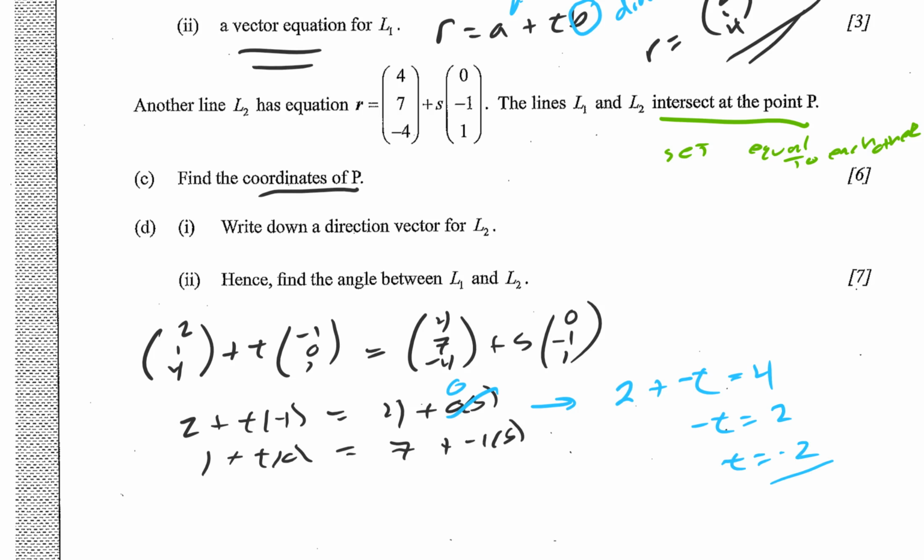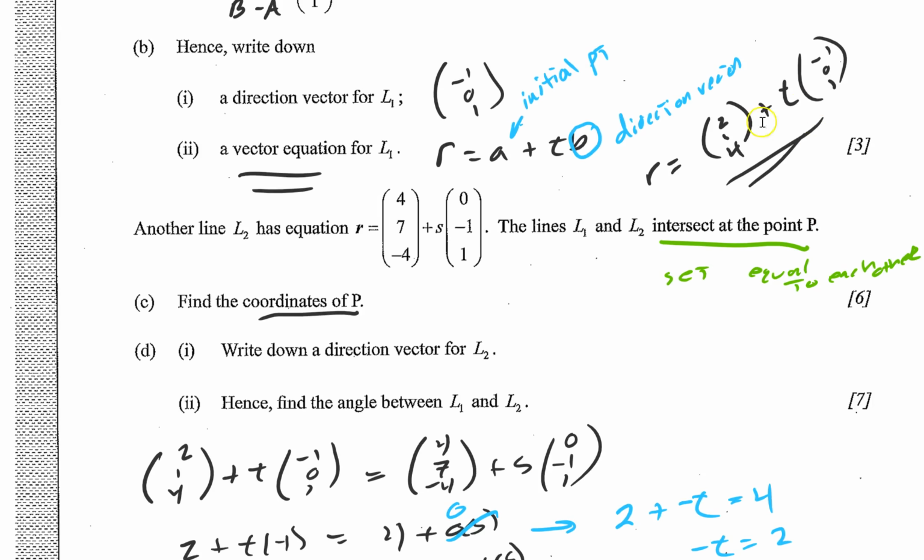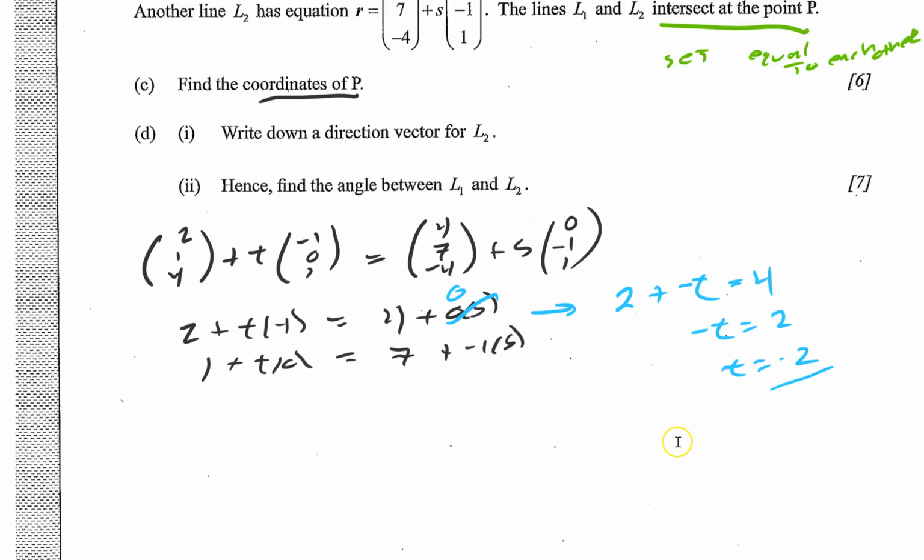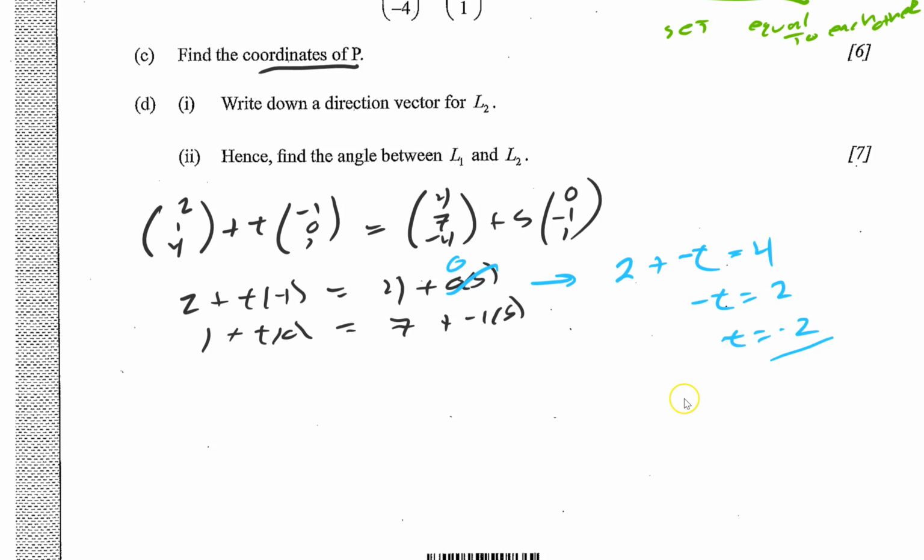Now keep in mind, all they want is to find the coordinates of P. So I do not have to solve for S. You can go ahead if you want, but you don't need to solve for it. Once I have my T equals -2, I just have to plug it back into the equation with T in it, to find my coordinates. That's it, right? It doesn't say solve for T and S, it says solve for P. So once you get your T, plug it back in.